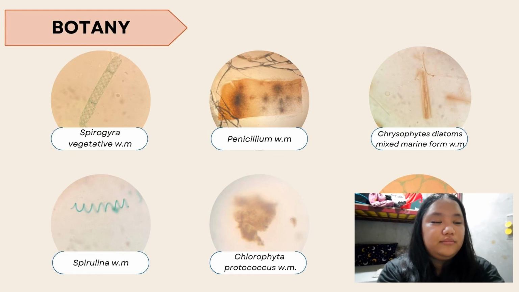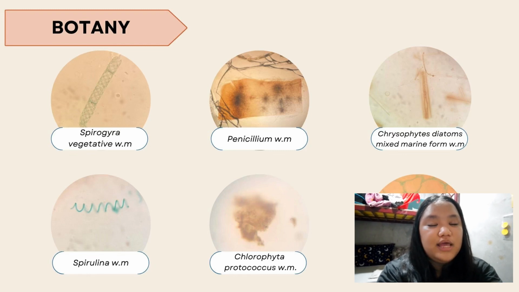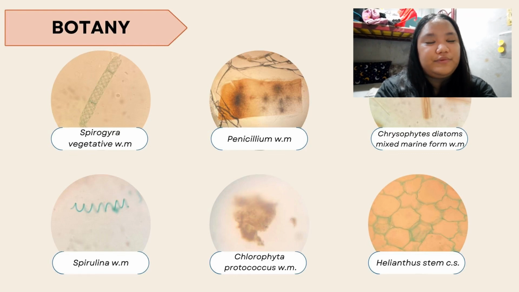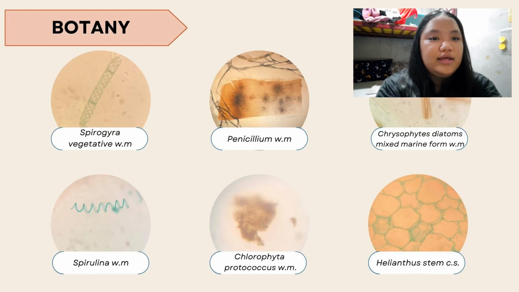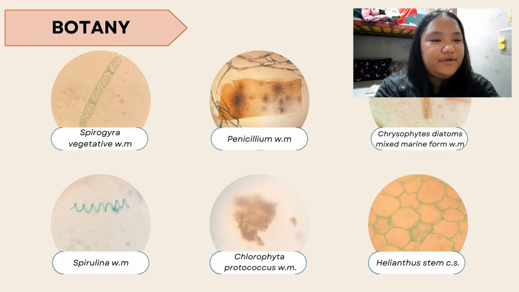Third is the chrysophytes, diatoms mixed with marine forms, and they are a group of algae found in fresh water. Next is the Spirulina. They grow in fresh and salt water. Next is the Chlorophyta Protococcus. These are known as green algae. And lastly, for the botany, we have here the Helianthus stem. These are found in sunflowers.